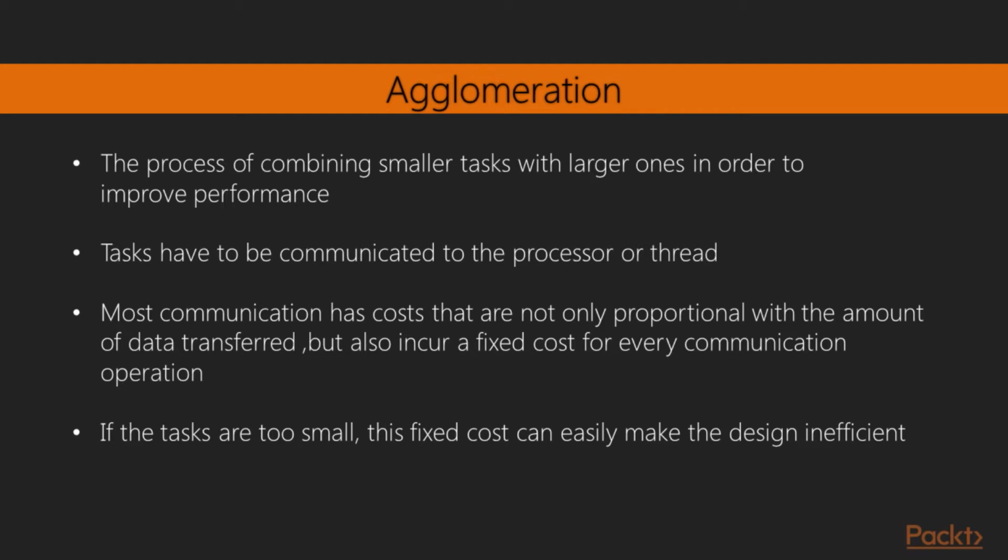Commonly, this is because the tasks have to be communicated to the processor or thread so that they compute the said task. Most communication has costs that are not only proportional with the amount of data transferred, but also incur a fixed cost for every communication operation, such as the latency which is inherent in setting up a TCP connection. If the tasks are too small, this fixed cost can easily make the design inefficient.